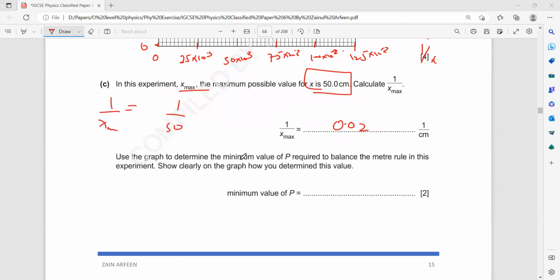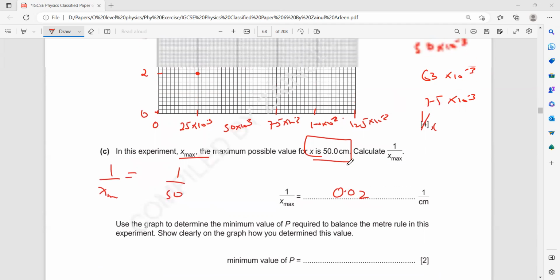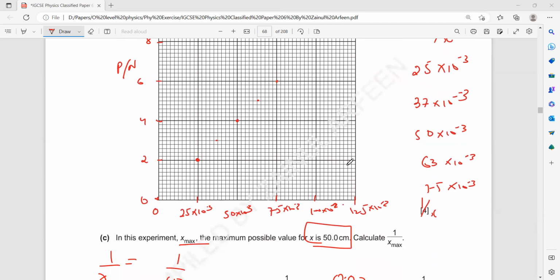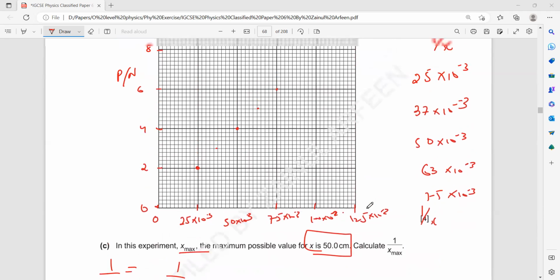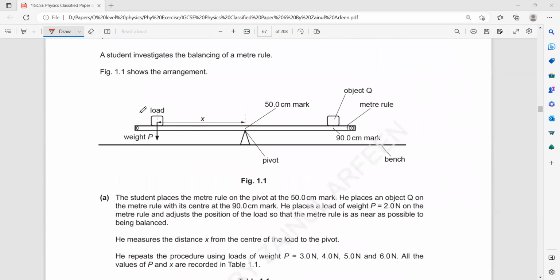Use the graph to determine the minimum value of P required to balance the meter rule and show how you determine this value. So look, when the value of X is maximum, the value of P should be minimum. How do we work out that the value of P should be minimum? Because the idea is that we are changing a load here. When we did this experiment, first we add 2 Newton and we measure this X. Then we add 3 Newton.